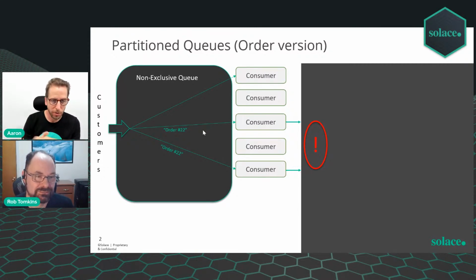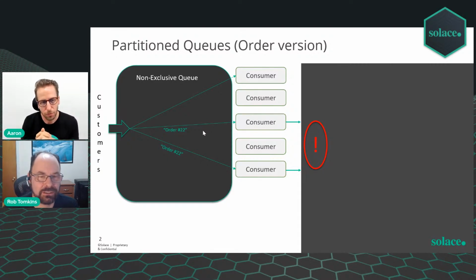So they would have to have some shared state, or an in-memory data grid, or some backing store that they could go look up. Here we see order 22 going to two different consumers, and that's kind of a problem. They'd have to figure out how to handle that. So round robin is not always going to work for us, right? That's right. It's not always the right solution.